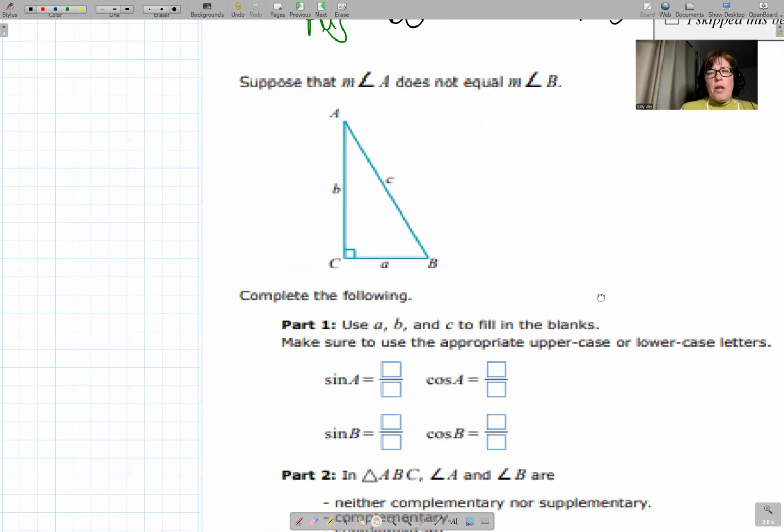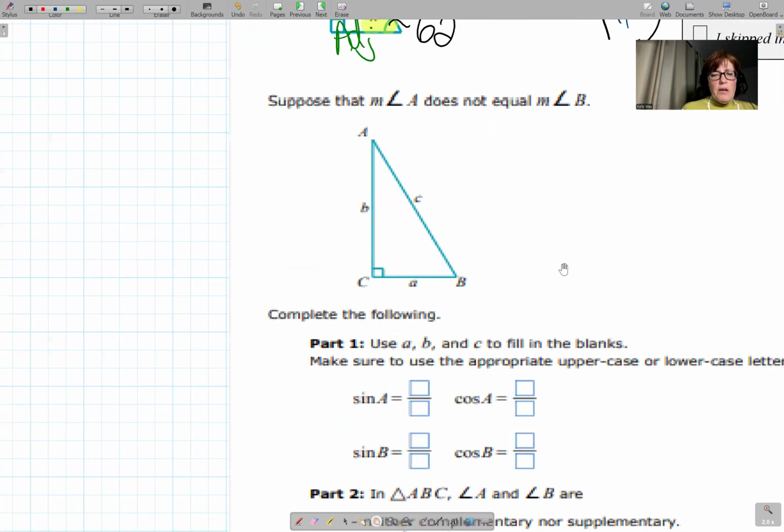All right, so we have A and B. The sine of A is going to be opposite over hypotenuse. So the sine of A, if we're to use this nomenclature, is going to be A over C. And the cosine of A is adjacent over hypotenuse. Our adjacent is B over C. All right. Now it's going to switch it up.